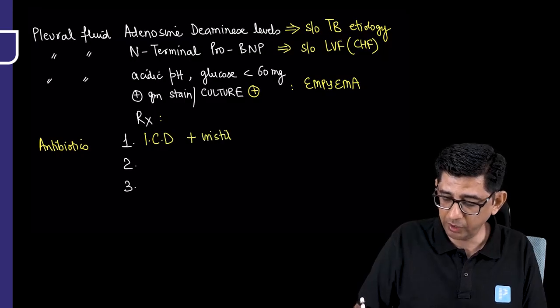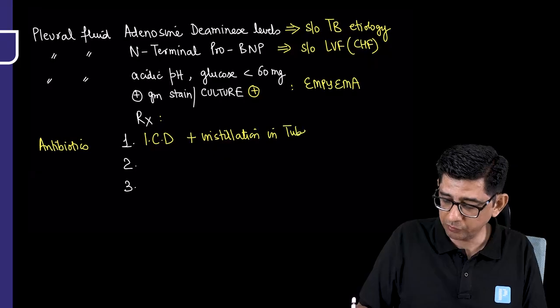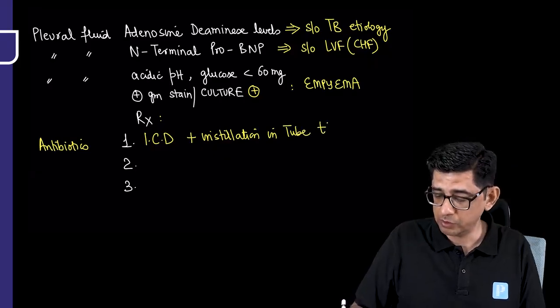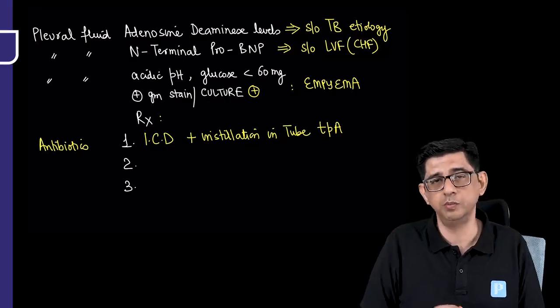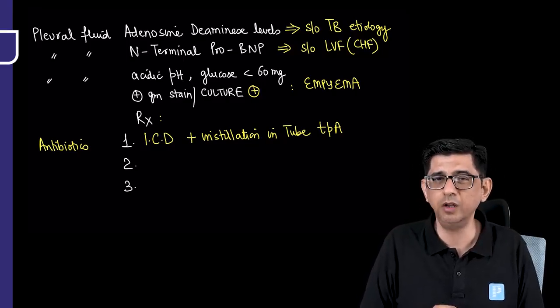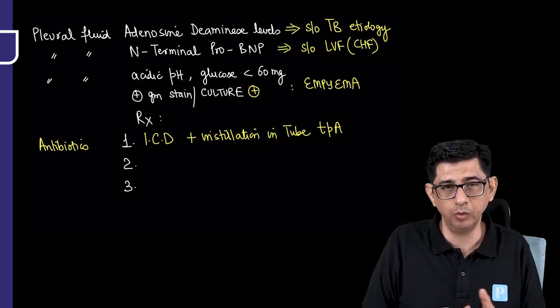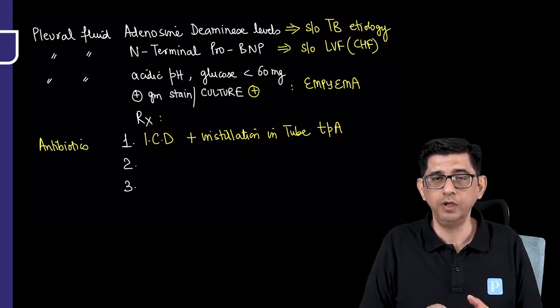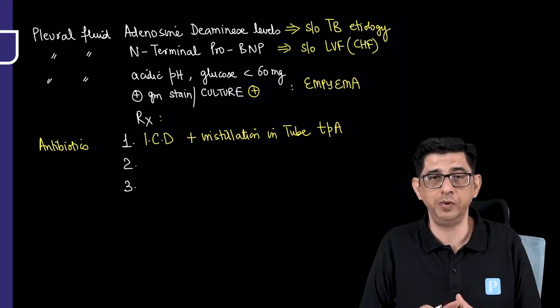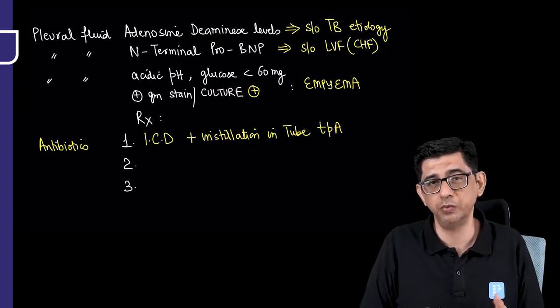Listen to this point very carefully. He says that you have to put in a chest tube, but you have to do instillation in the chest tube of two products. And one of them is going to be TPA, that is tissue plasminogen activator. Traditionally we read about TPA with respect to thrombolysis in stroke, or thrombolysis in ST elevation MI.